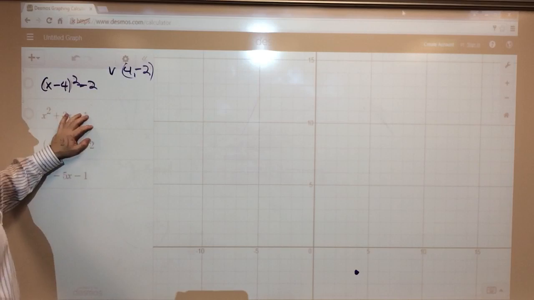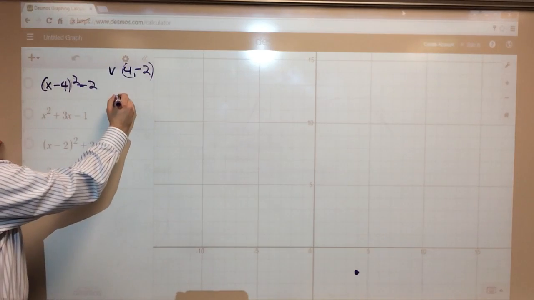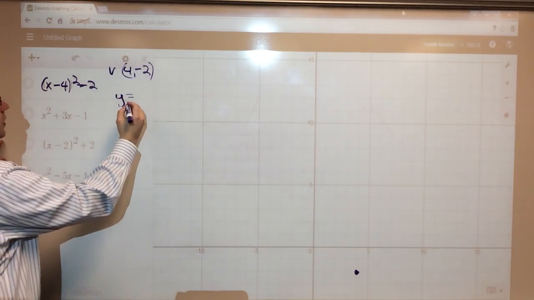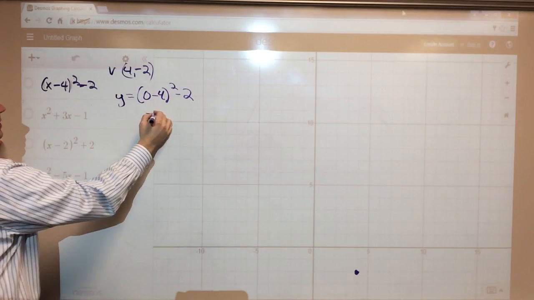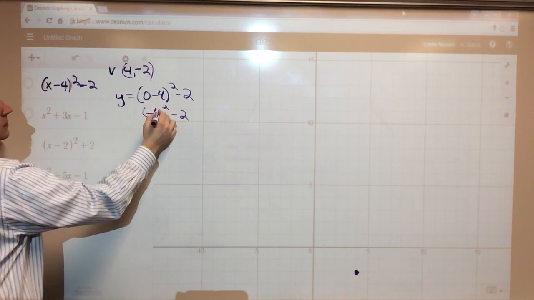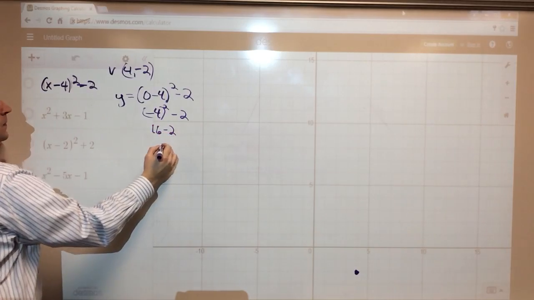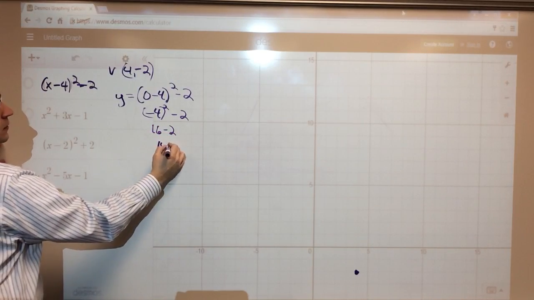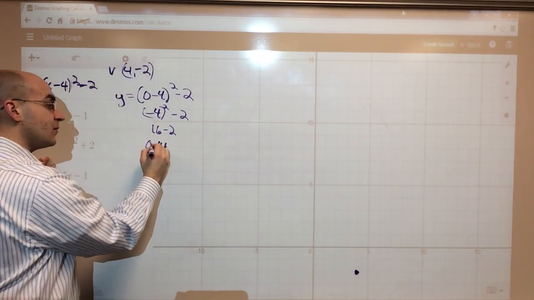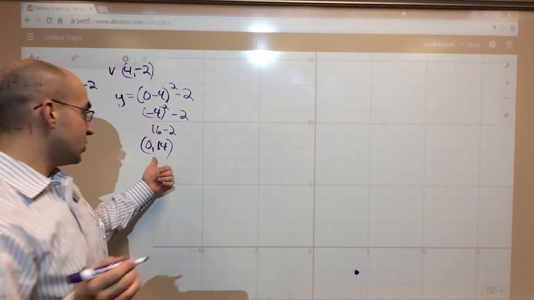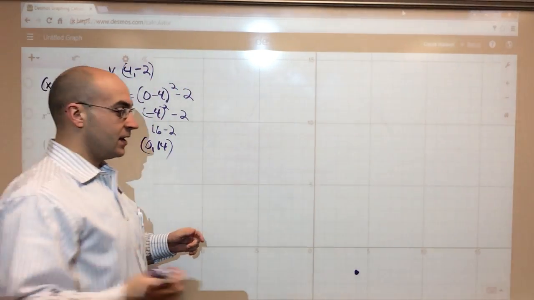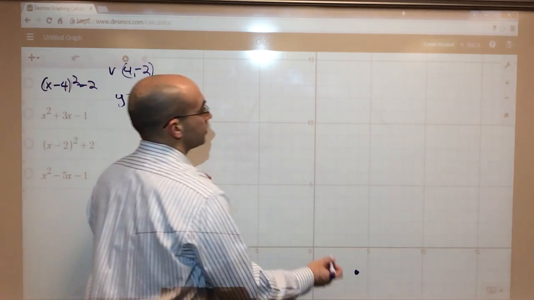Find the y-intercept. To find the y-intercept, I set x equal to 0. So y, or f of x, is going to equal the quantity of 0 minus 4 squared minus 2. This is going to be negative 4 squared minus 2. 16 minus 2. So my y-intercept is 14. So it's 0, comma 14. Please make sure you're plotting these points, right? I saw that a couple times yesterday where you would do this function and it'd be 14, comma 0. It's not over here. That's not a y-intercept, okay?